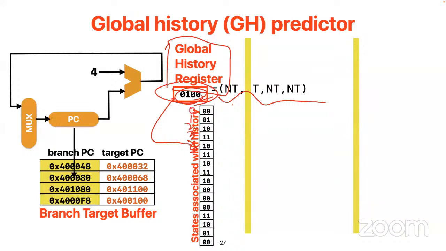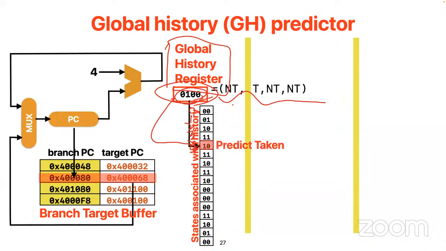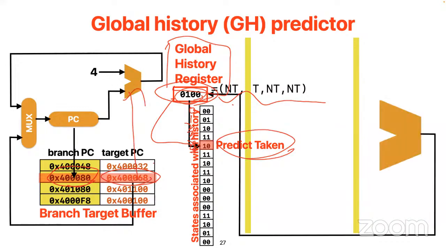And then if it says 1, 0, you will predict it to be taken. And if this is the current PC and this is the target, then with it predicted taken, I will modify the PC to be this one, right? So that's the idea of global predictor.